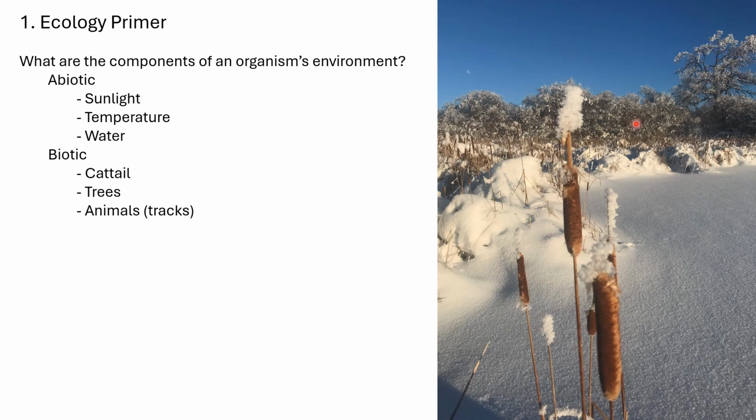Maybe it's interacting with other biotic components of the environment. I see trees here, so maybe there's interactions there. Maybe the trees are slowing down water infiltration or flow to this environment here where the cattail is growing. I also, if I zoom in here, maybe your keen eye can see some animal tracks. So that would be another biotic component of this cattail's environment.